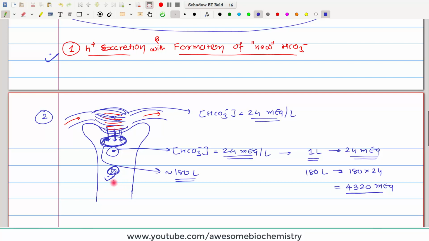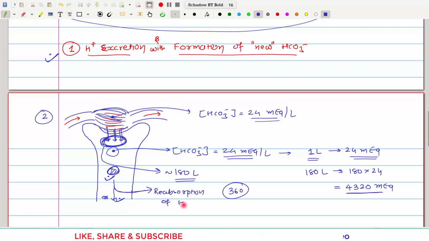Why? Because if this bicarbonate is excreted, then what will happen? Our body's total bicarbonate store is only 360, right? So within a couple of hours, all the bicarbonate will be lost, right? But this actually does not occur. Why? Because here the kidney will help itself. The kidney reabsorbs all of this filtered bicarbonate. So there is a reabsorption of bicarbonate.